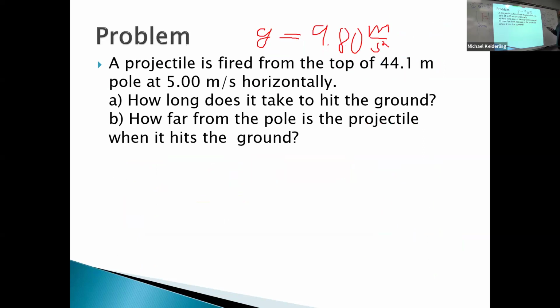Here, a projectile is fired from the top of a 44.1 meter pole at 5 meters per second horizontally. How long will it take to hit the ground? And how far from the pole is the projectile when it hits the ground?